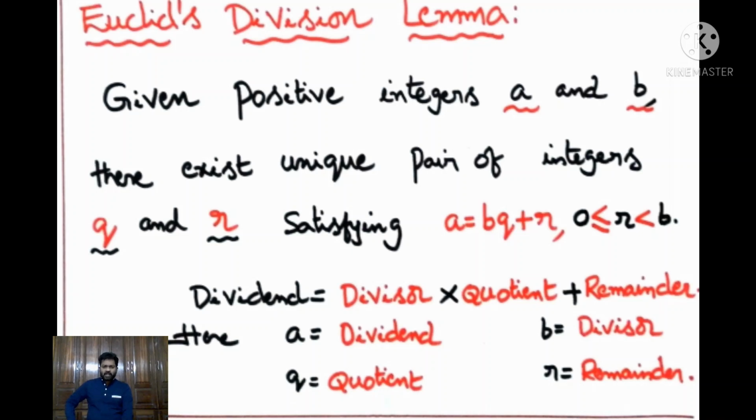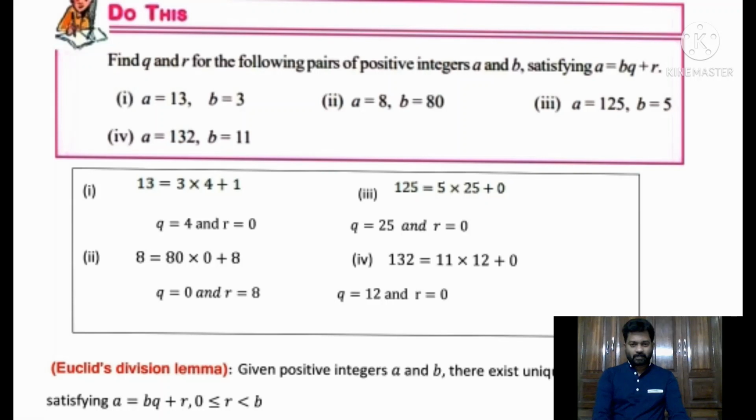We know the division rule: dividend equal to divisor into quotient plus remainder. In this Euclid's division lemma, here a equal to dividend, b equal to divisor, q equal to quotient. Now I teach about real numbers. Do these sums. Find q and r for the following pairs of positive integers a and b, satisfying a is equal to bq plus r.